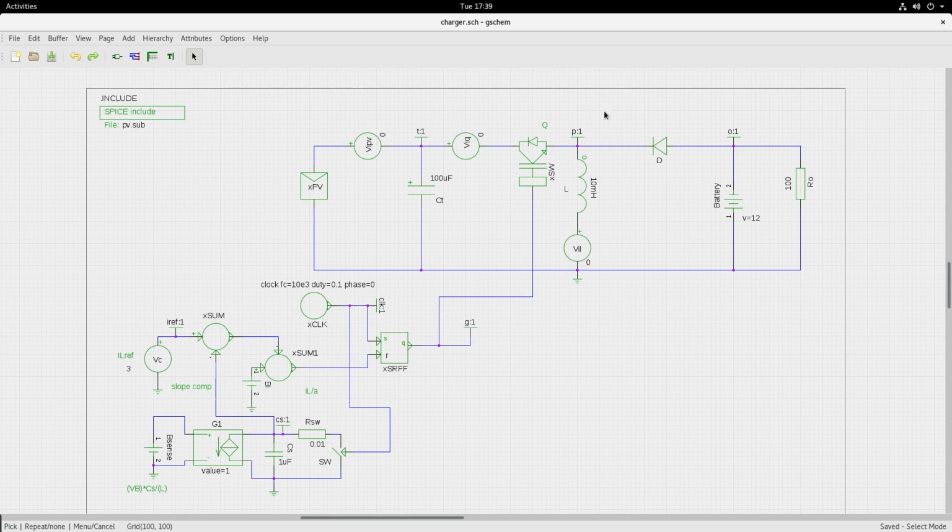So in this way, this buck boost regulator that we have used here can be used as a slope compensated current controlled charger for the battery, drawing power at maximum power from the PV source. I will let you explore this simulation on your own and try to gain more insight from this simulation schematic.